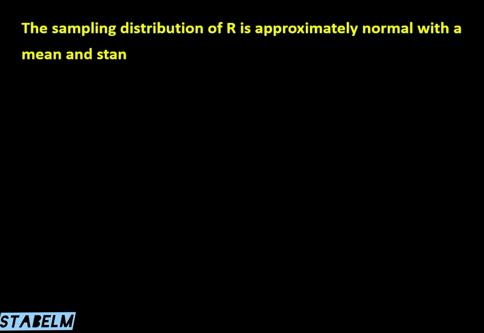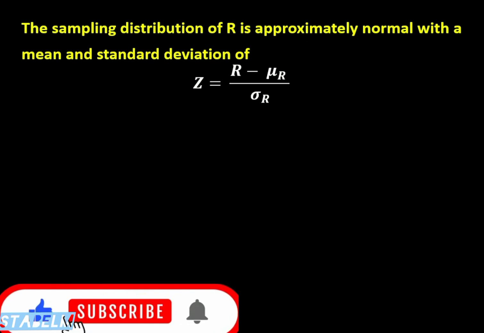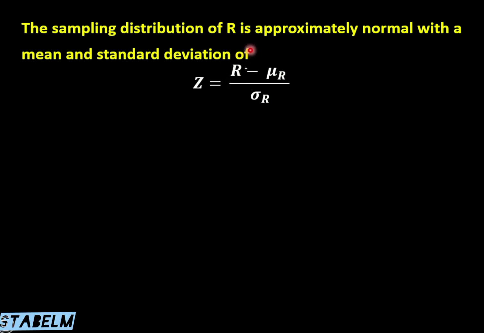So the sampling distribution of R is approximately normal with a mean and standard deviation. The standard normal Z equals R minus mu subscript R divided by sigma subscript R, whereby Z is the symbol for our standard normal. Then we have R, which is the sampling distribution, approximately normal. Then we have the mean of R, that is the mean that has to do with this run test. Then we have the standard deviation for the run test.